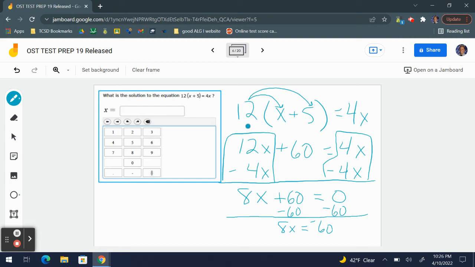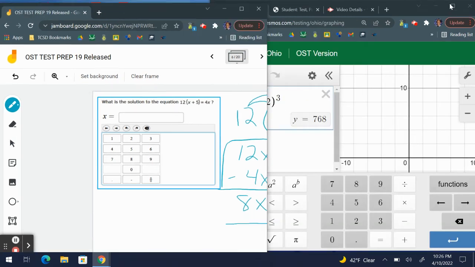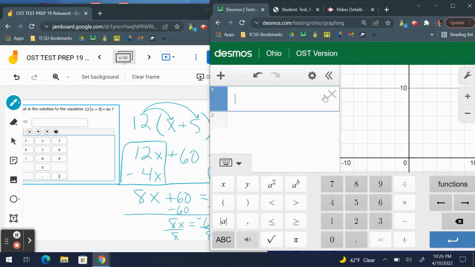So how do I get rid of my 8? It's being x's best friend. So that, my friend, would be multiplication. How do you undo multiplication? With division. Excellent. And now I get negative 60 divided by 8. And I go to Desmos real quick. Bada bing, bada boom. Get rid of that work.